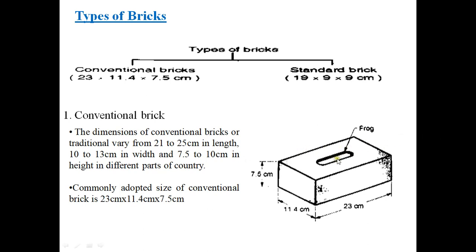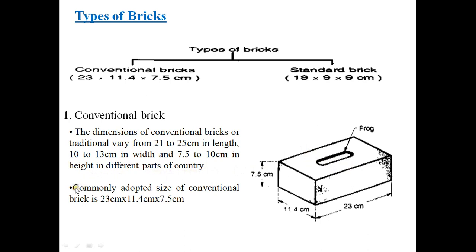When we spread the mortar on this, the frog will be filled by the mortar. After the mortar hardens, an interlocking system of the joint will be there. So the horizontal sliding will be avoided in between two courses.